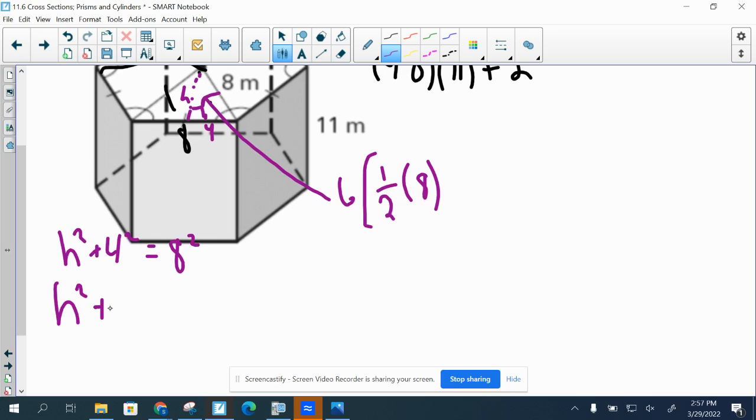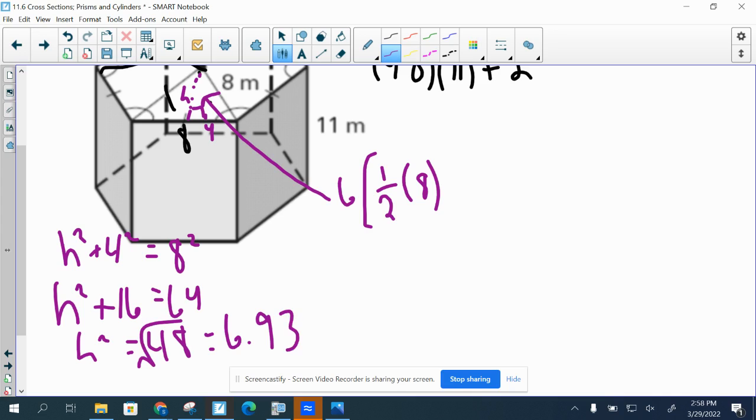h squared plus 16 equals 64. Subtract 16 from both sides. You get h squared equals 48. Take the square root of that and round to 2 decimal places. Like in the other examples, round your intermediate calculations to 2 decimal places. Or you can keep it as an exact answer on a test or a quiz, but for Edulastic, we're going to do 2 decimal places. So you get 6.93 for the height.